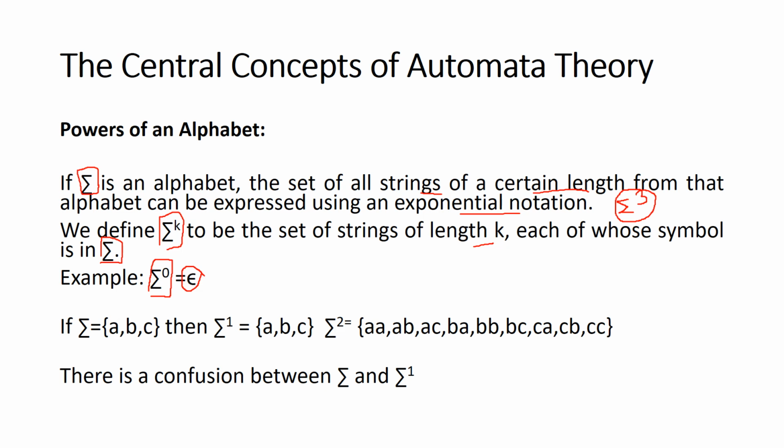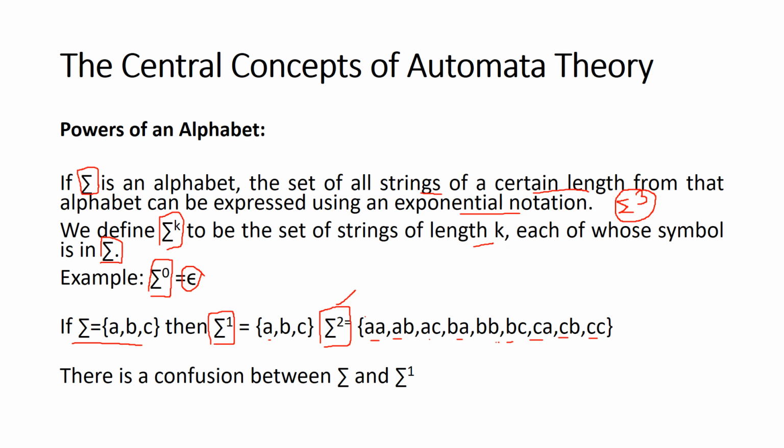Let us look at one more example. If sigma is equal to {a, b, c}, then sigma to the power 1 is equal to {a, b, c}. Sigma to the power 2 is going to be all those strings whose length is 2. Therefore, sigma power 2 is going to have 9 strings: AA, AB, AC, BA, BB, BC, CA, CB, and CC. So these are all the strings whose length is 2. This is denoted by sigma to the power of 2, which is a power of an alphabet.